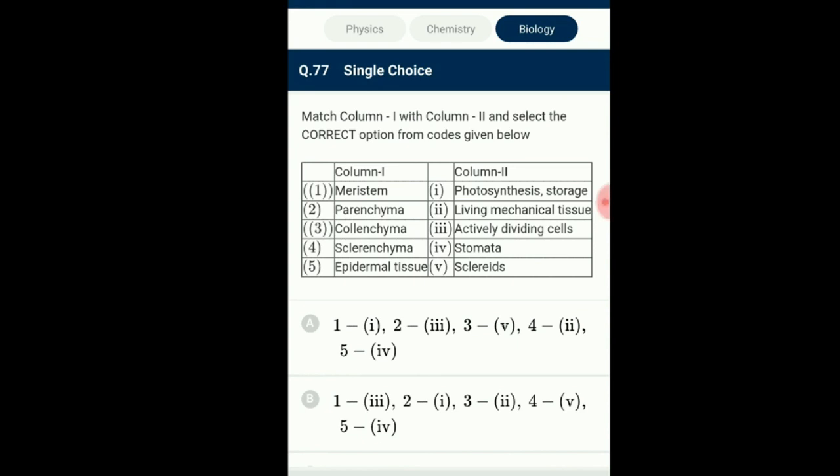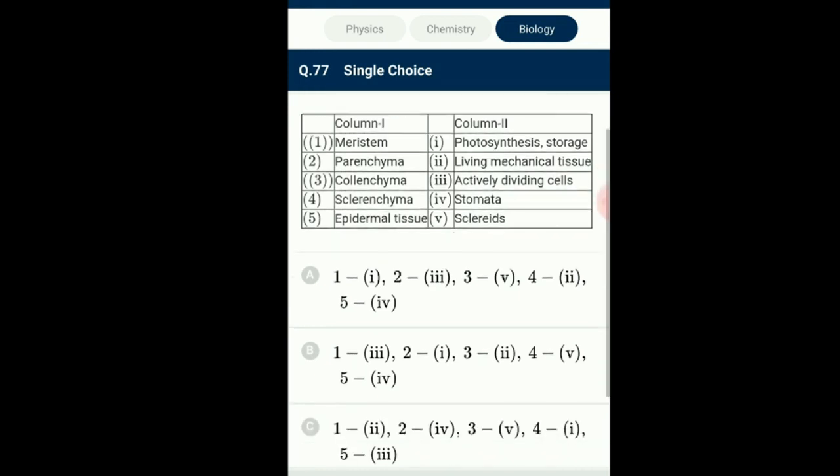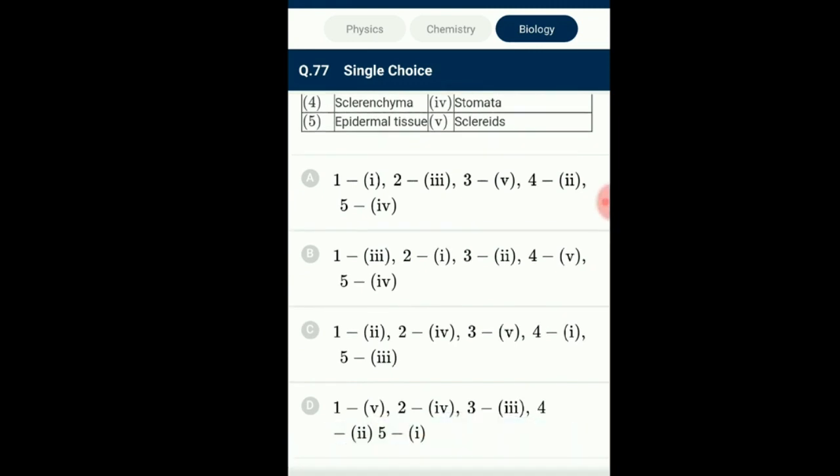Collenchyma is matching with, from the second column, living mechanical tissue. It provides additional support to the plant body. Sclerenchyma: sclerenchyma cells are divided into two types, sclereids and fibers. So it is matching with sclereids. In epidermal tissues, it is matching with stomata. In some parts of the plant body, epidermal cells contain minute openings which are called stomata. So the correctly matching option is option B.